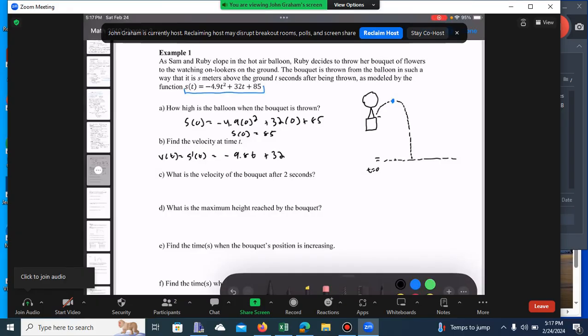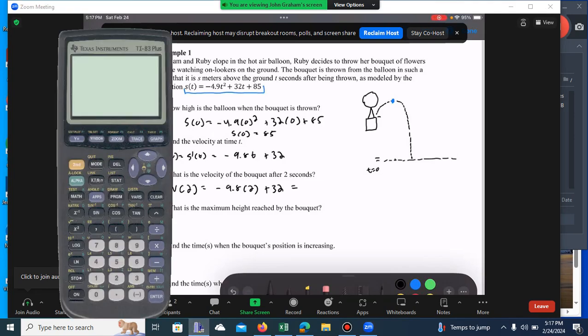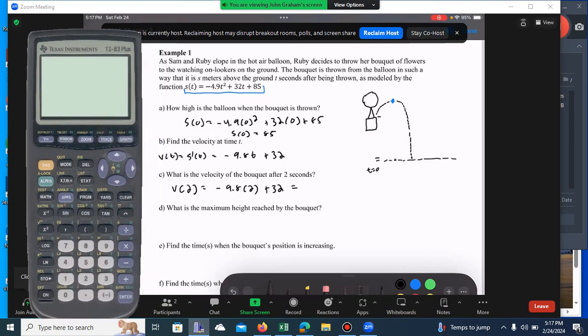Now we want to know the velocity at 2 seconds, so we'll find v of 2. Negative 9.8 times 2 plus 32. Let me pull up a calculator here. Negative 9.8 times 2 is negative 19.6, plus 32, you're at 12.4 meters per second.